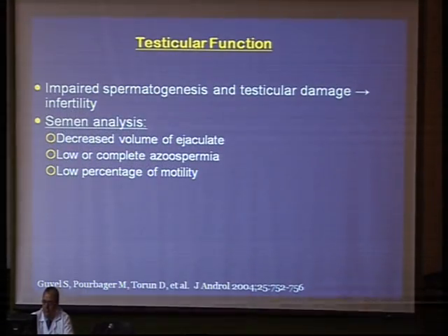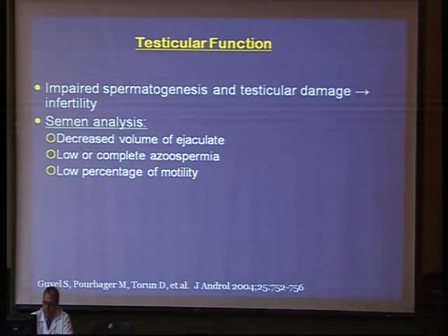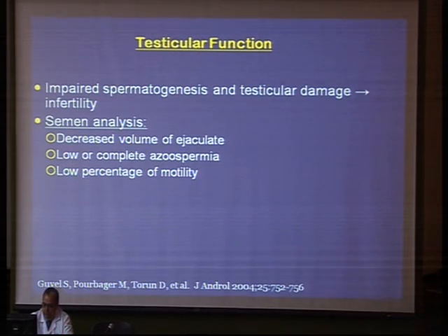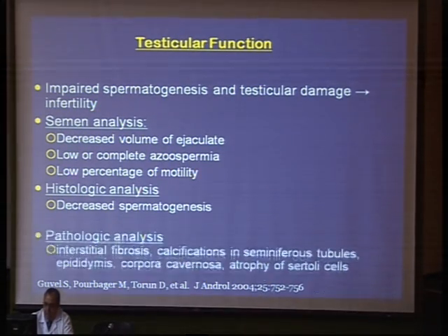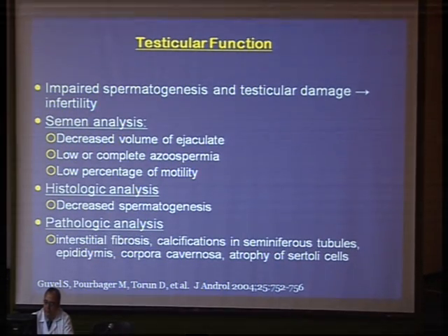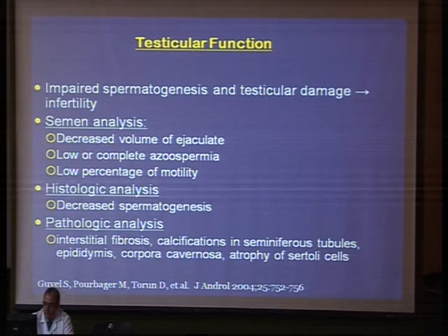Testicular function is also affected for fertility. Semen analysis shows a problem in the amount, content, and motility: decreased volume of ejaculate, lower counts to complete azoospermia, and low percentage of motility. What about histologic analysis here? Decreased spermatogenesis in number, and pathologically we have interstitial fibrosis and calcification in seminiferous tubules, epididymis, and atrophy of circulatory cells.